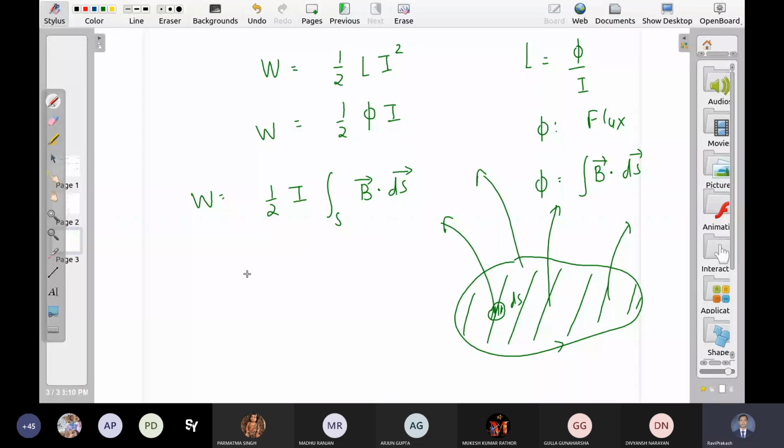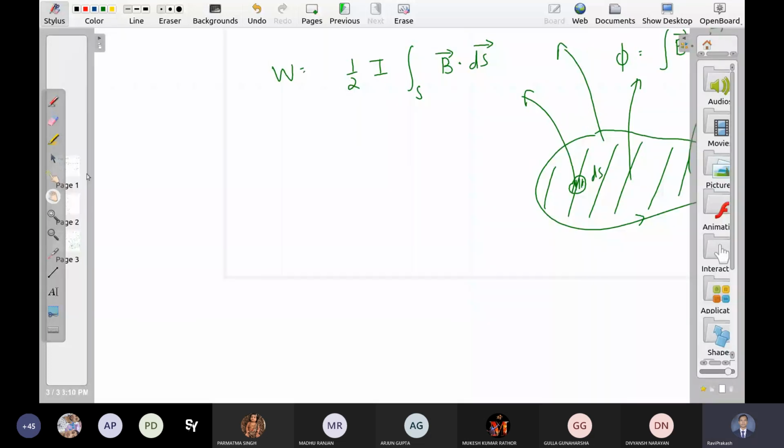But this is a quite simple circuit. We can have much more complicated circuits as well. What about this current loop? Let me make a complicated current loop, something like this.